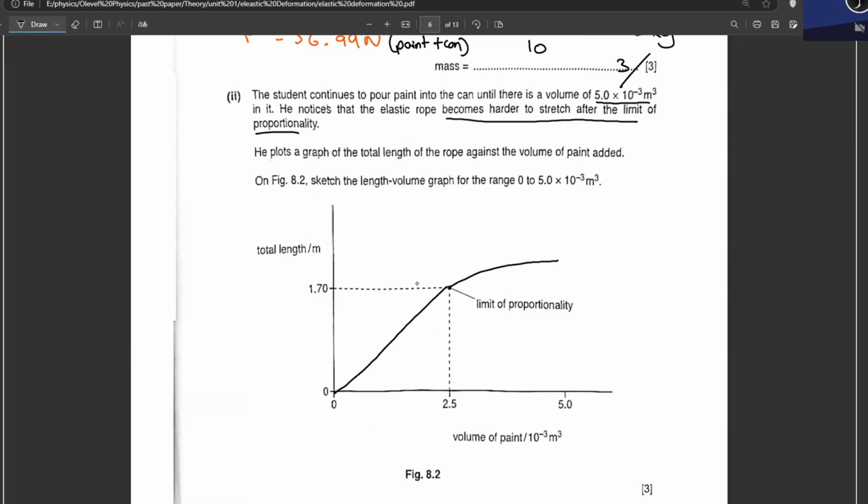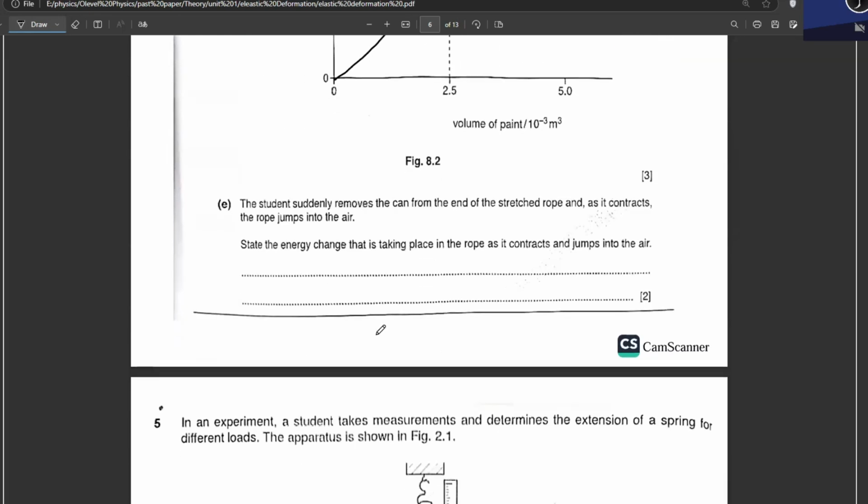contrary to your expectations, you will have a decreasing curve. Why not an increasing curve? Because this spring becomes harder to stretch. If any spring becomes harder to stretch, it will bend towards the volume axis, or you can say the force axis, and not towards the extension axis. So, this is your graph.